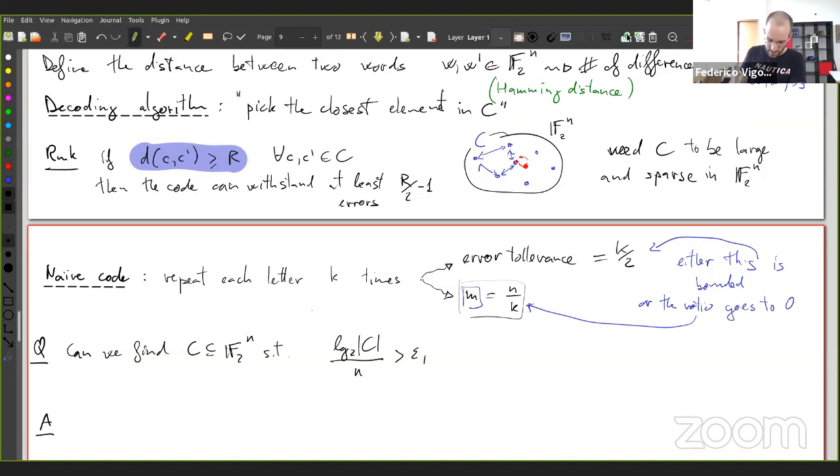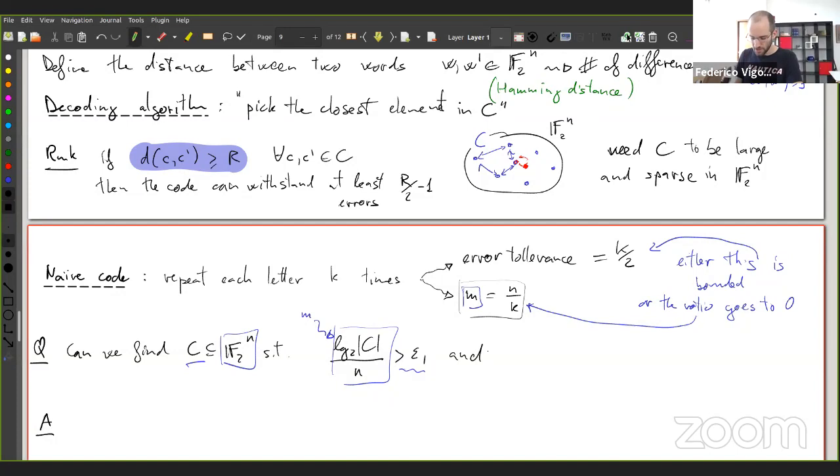Okay, so if you pick the logarithm base 2 of C, this is what we used to call m. But now we are forgetting about our initial set of messages. We just look at the code C. And so we're asking whether we can find a code C that is large inside F2 to the n, and large means that if we compare the logarithms, they are on a linear ratio.